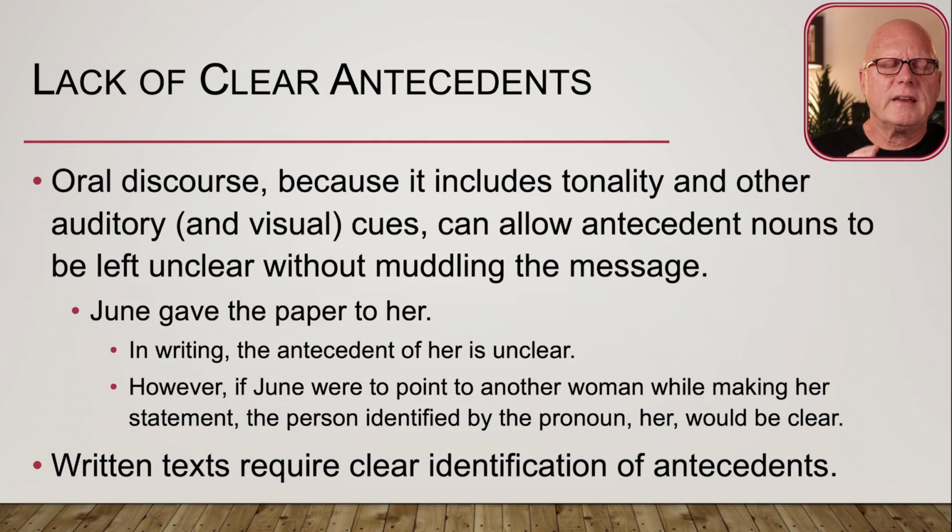Another common problem in colloquial communication is a lack of clear antecedents. Now, an antecedent is something that comes before and makes reference to or clarifies something that is now present, such as pronouns. June gave the paper to her. In writing, it's unclear who is her. So, in other words, to whom was the paper given? But in oral discourse, in face-to-face conversation, it's possible to say, June gave the paper to her, and then point to someone. And now it's clear that the person that has been visually identified is the receiver of the paper.